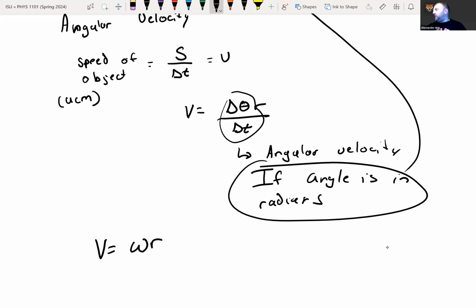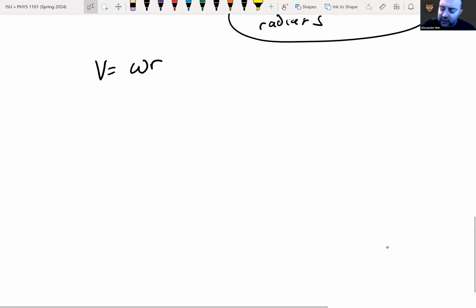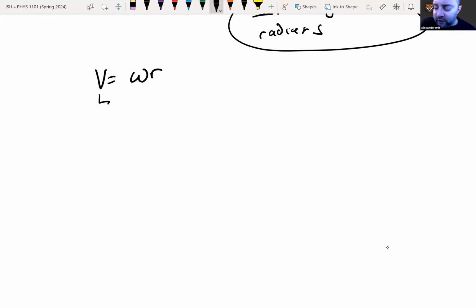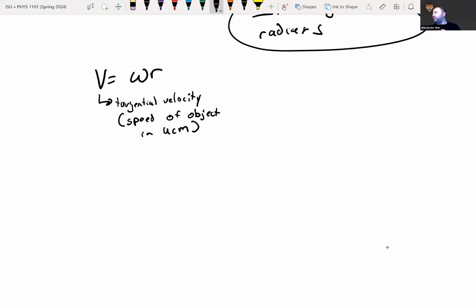Now, this has an application in something we've talked about, and it's going to come up. But the thing I want to specify before going on is that when talking about this velocity, this is the tangential velocity. When we say tangential, it's the velocity that's tangent to the circle, touching the circle at the edge. Really, the more helpful way to think about this is just the speed of the object in UCM.